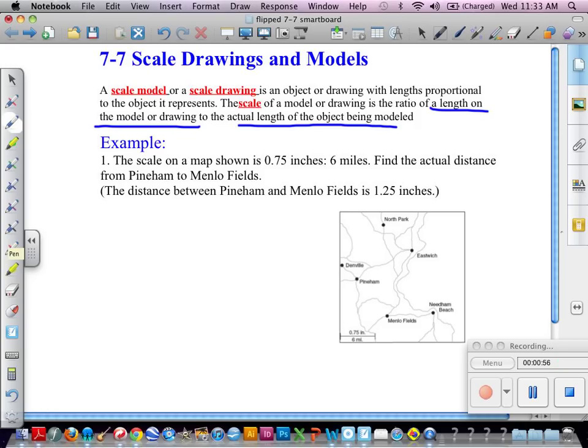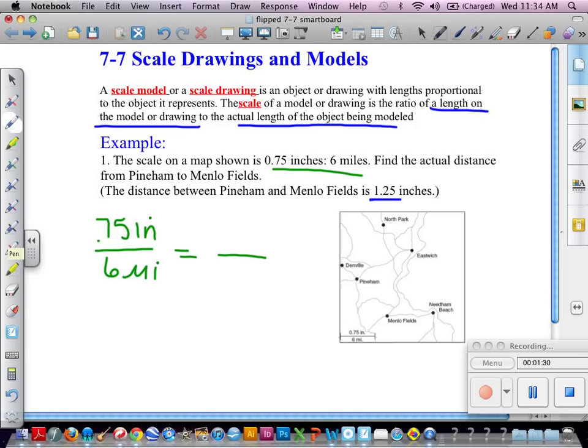The scale on the map shown is 75/100ths of an inch to 6 miles. Find the actual distance between the two cities. And I've already measured between those two cities, and I'm getting 1 25/100ths of an inch. And so they give me my scale, 75/100ths of an inch over 6 miles. And now I'm looking for how many miles it is.